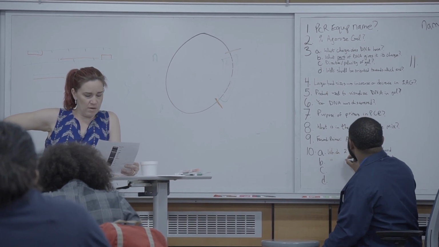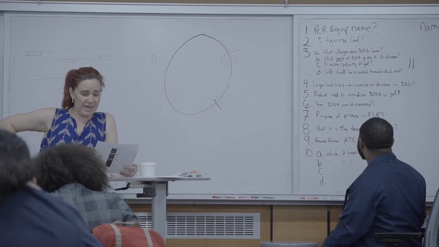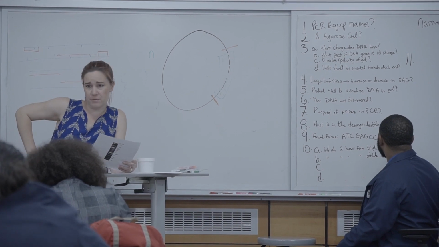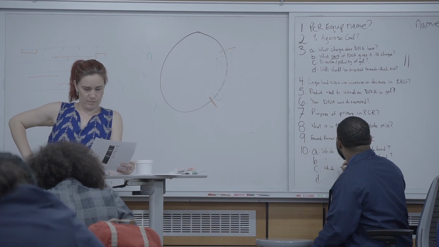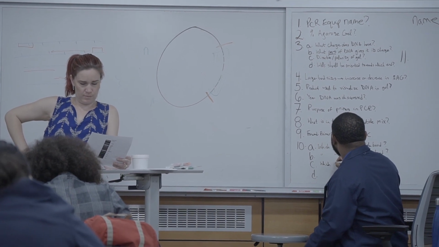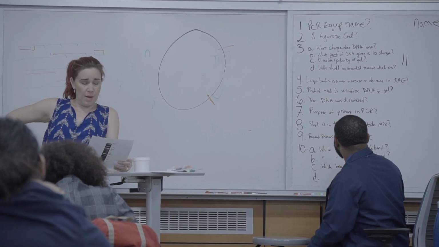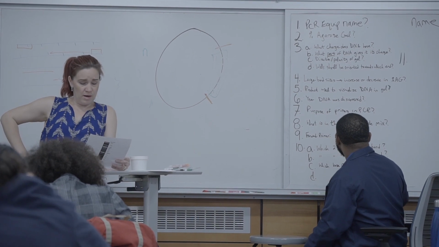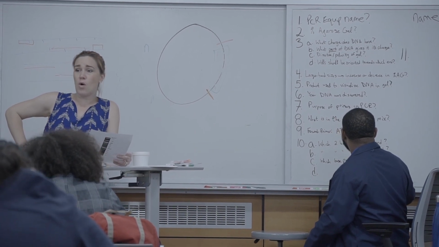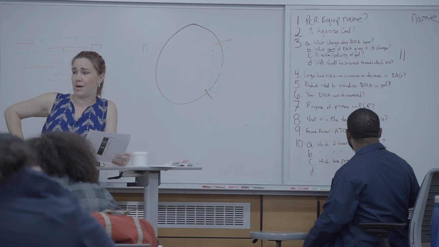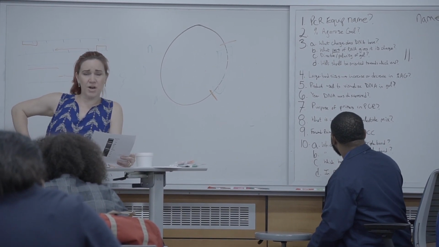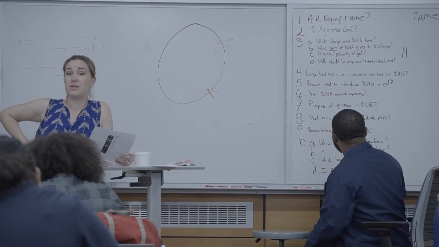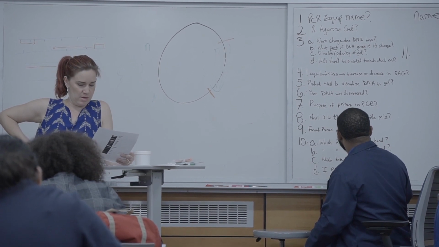Part C, which base pair takes more energy to break apart? And part D, in a PCR reaction, what supplies the energy to break the bonds of our bases apart?